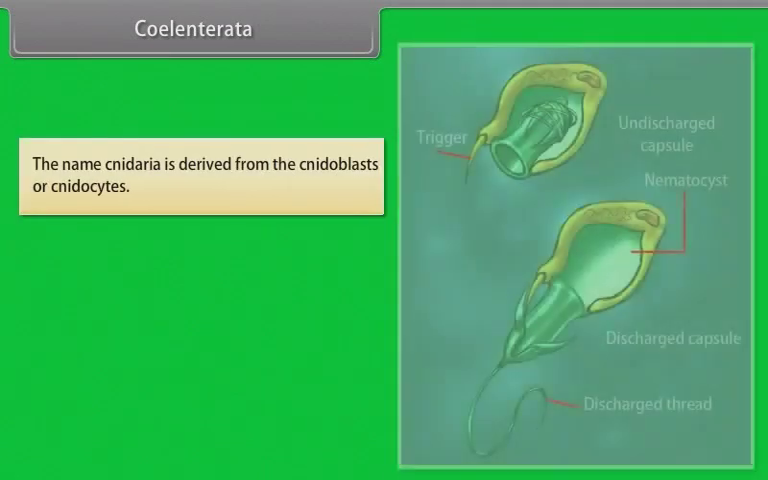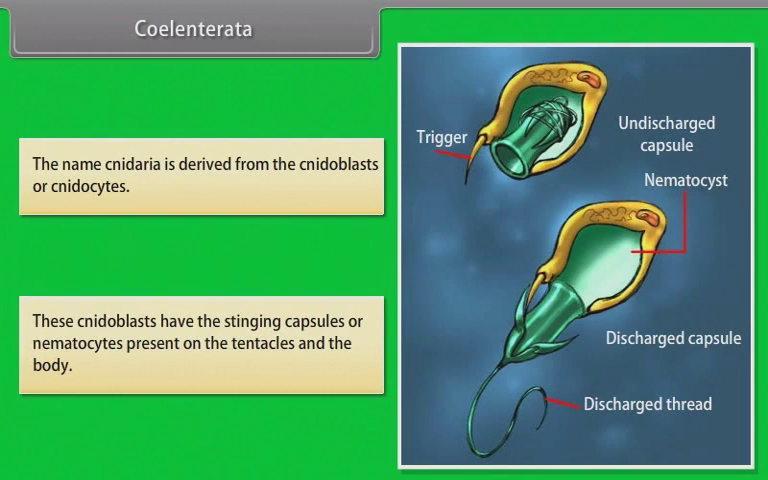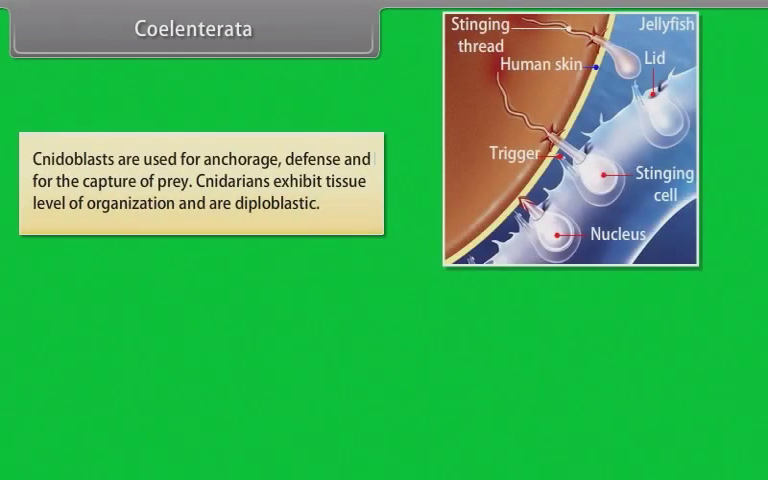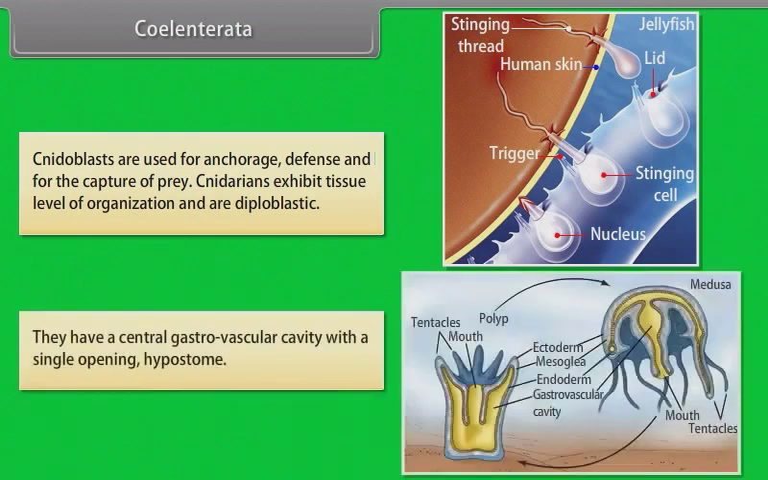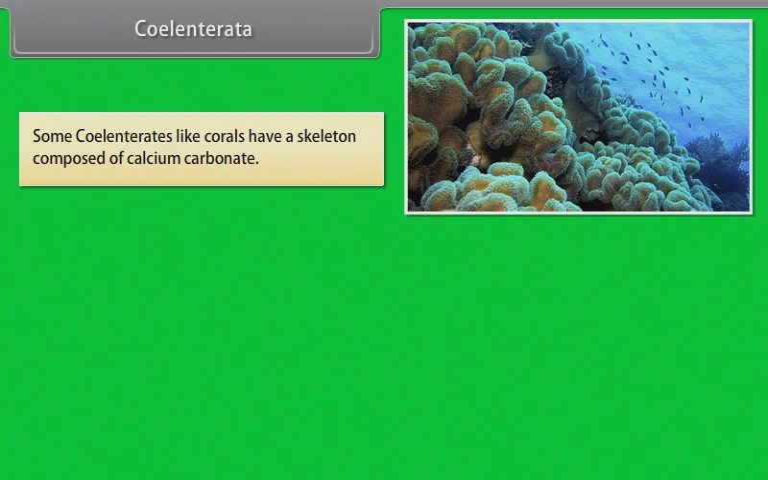Coelenterata. The name Cnidaria is derived from the cnidoblasts or cnidocytes. These cnidoblasts have the stinging capsules or nematocysts present on the tentacles and the body. Cnidoblasts are used for anchorage, defense, and for capture of prey. Cnidarians exhibit tissue level of organization and are diploblastic. They have a central gastrovascular cavity with a single opening, hypostome. Some coelenterates, like corals, have a skeleton composed of calcium carbonate.